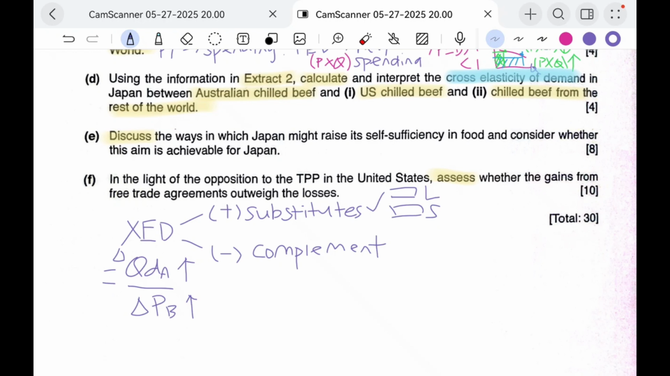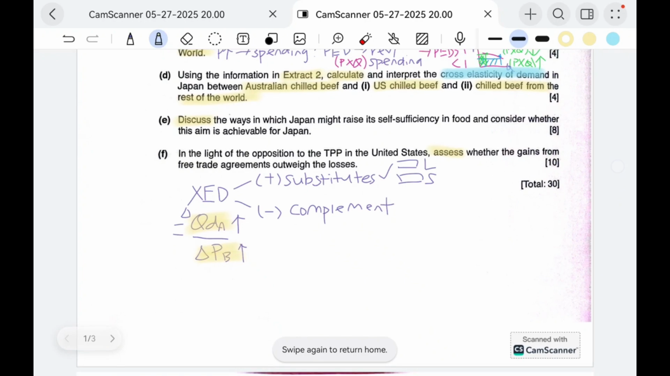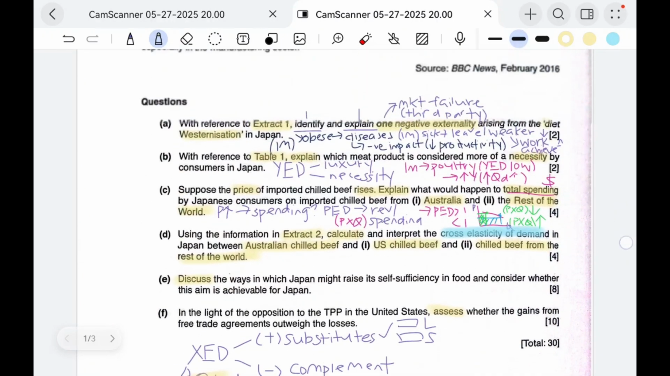So look out for information in extract 2 that is aligned to the formula. So a change in price of one of the beef, and then a change in quantity demanded of the other beef. So keep that in mind when you read extract 2. In this case, interesting because it's a data question, but it's not a data source. It will be in words somewhere. But we just know what to look out for, then you don't need to worry about it.